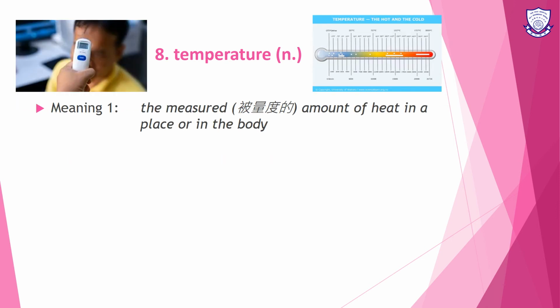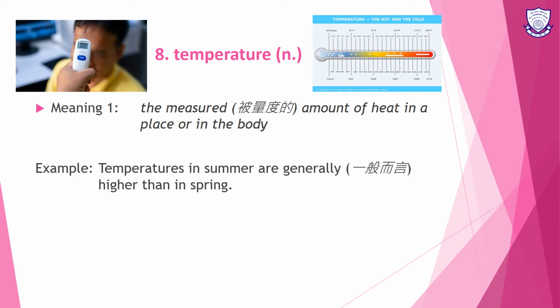Number 8, temperature. It is a noun. And the meaning here is the measured amount of heat in a place or in the body. Example, temperatures in summer are generally higher than in spring. So here, temperature means the number or the unit to show how hot you are or how cold you are as a person, or even, okay, if you want to know how hot or how cold an animal is, you have to first of all note the temperature, the body temperature of that animal to see whether the animal is ill or not. That is a way to do so, to measure the temperature.